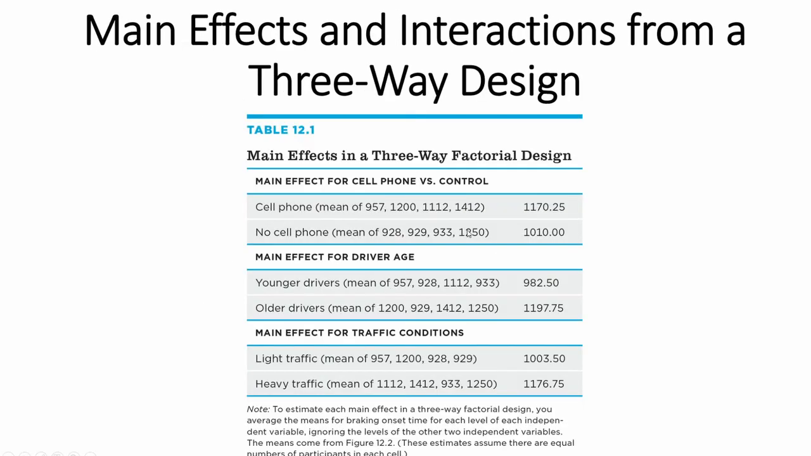And so if we hand wave those calculations, we can look at our main effect for cell phone versus control. So did they have a cell phone or not? And so we can look at our marginal mean for cell phone and our marginal mean for no cell phone. Is there a significant difference between these 2 numbers? Main effect for driver age. So young drivers versus old drivers, these 2 numbers here. And we can have a main effect for traffic conditions, so light traffic versus heavy traffic.